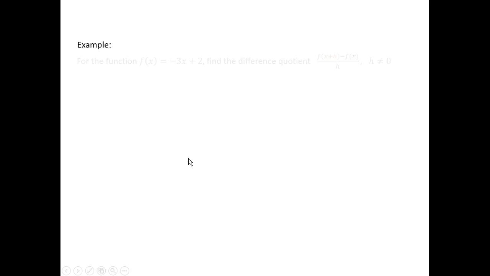So here's my first example. For the function f of x equals negative 3x plus 2, find the difference quotient f of x plus h minus f of x over h, where h is not equal to 0. We're going to look at this in pieces. Let's look at f of x plus h. So this is just the first part.